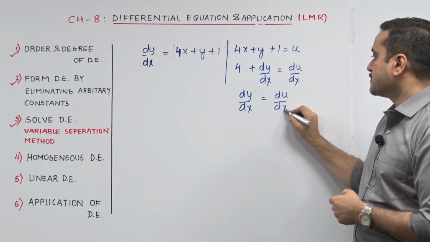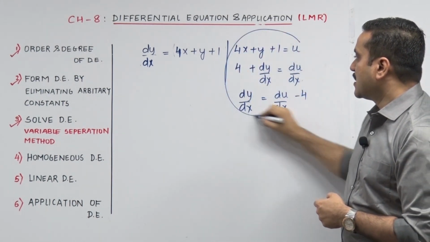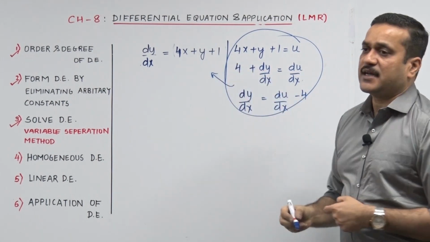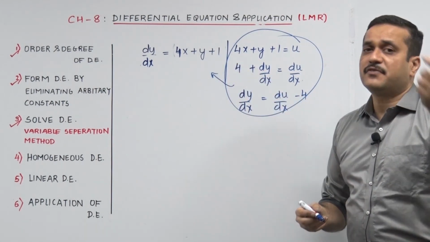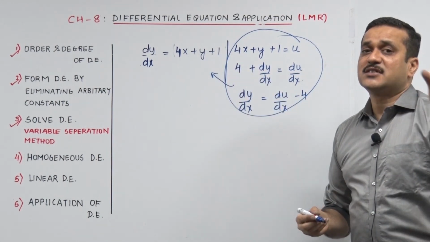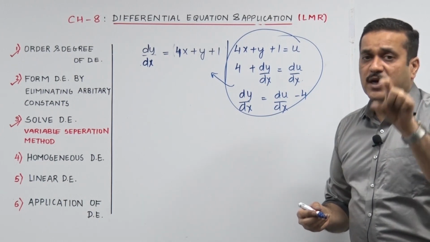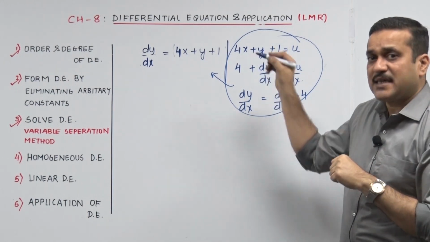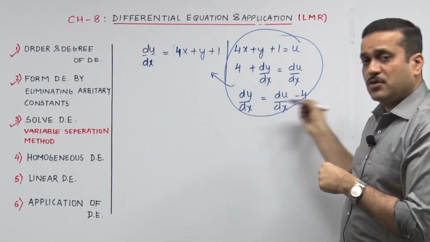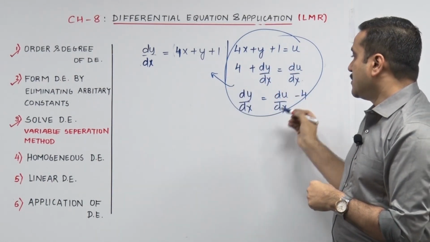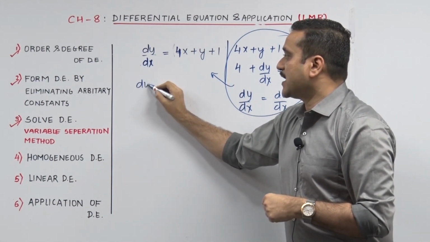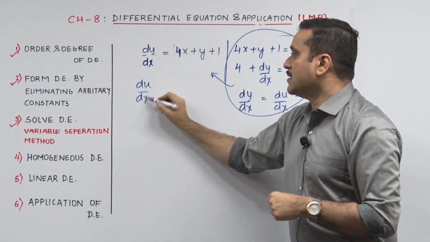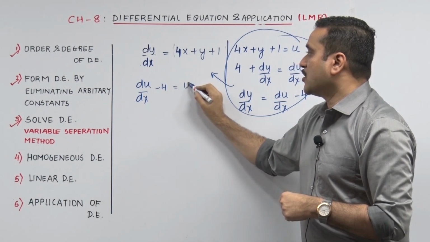Now that patch of mine, this patch, I need to stick it over here, and what you are going to see is a new differential equation formed which contains du by dx, u terms, x terms. The old one was containing dy by dx, y terms, x terms, what you can see right now. In the new one coming in, dy by dx will be replaced by du by dx minus 4, check that. And the same thing in front you have put as u.